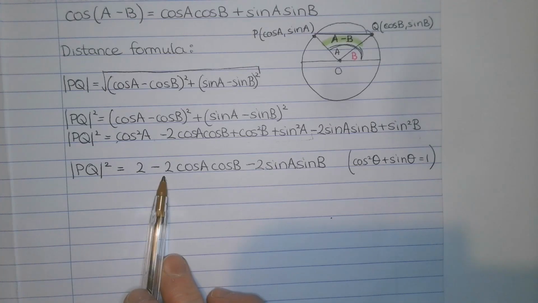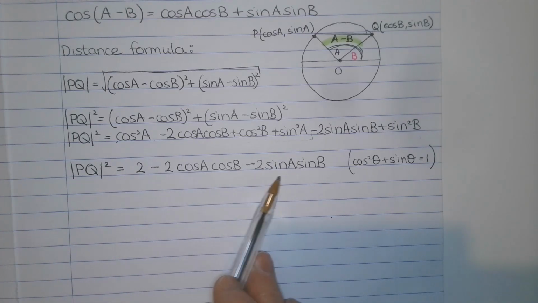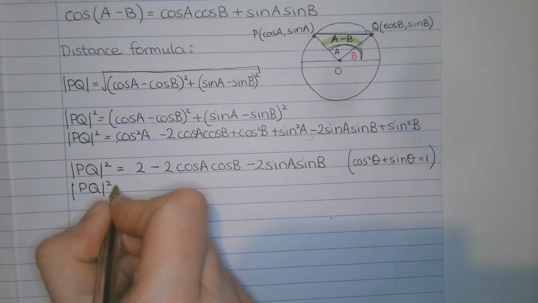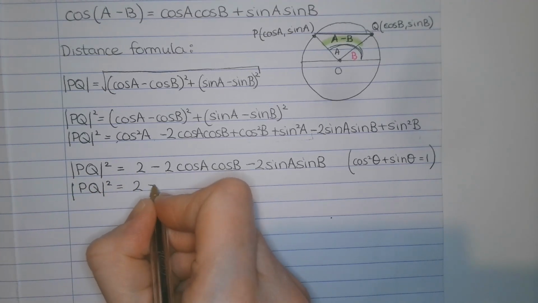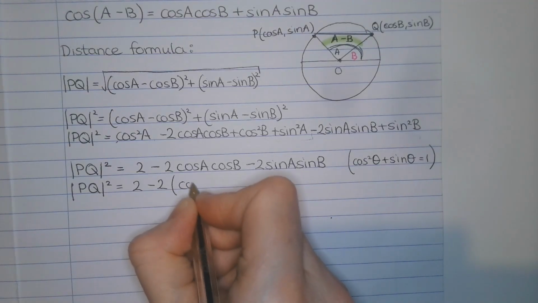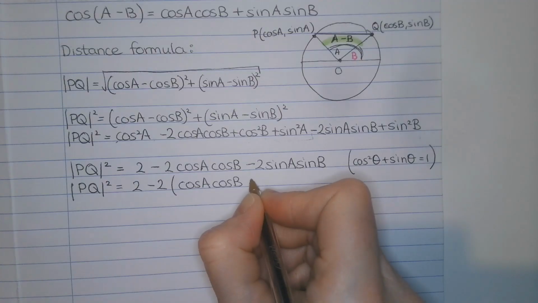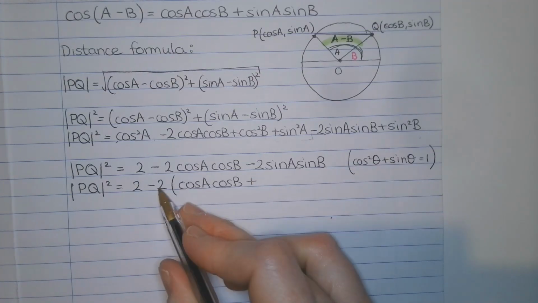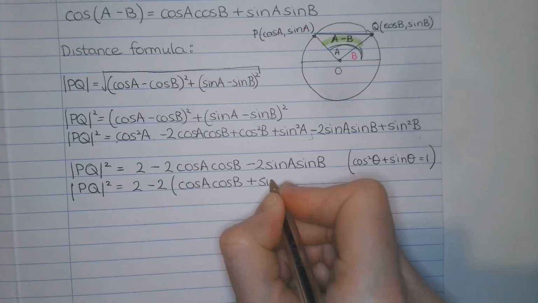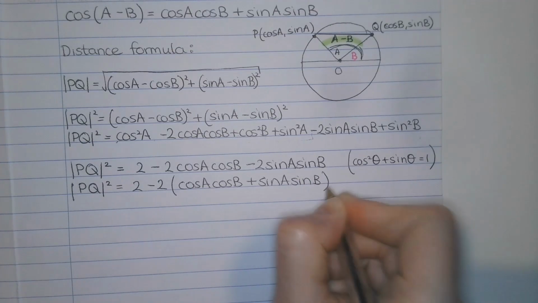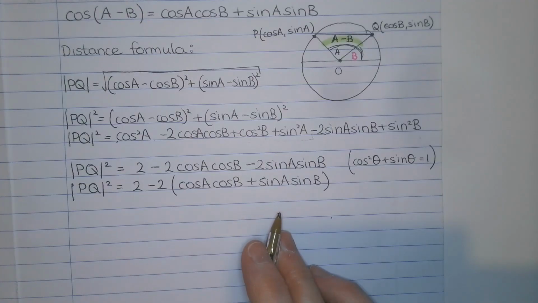What else can we do here? We have a common factor in these two parts, so we could also factorize there, leaving it as 2 minus 2 bracket cos A cos B plus, because I'm taking the minus out, sine A sine B. And we're going to leave it at that. There's not much more I can do with that.